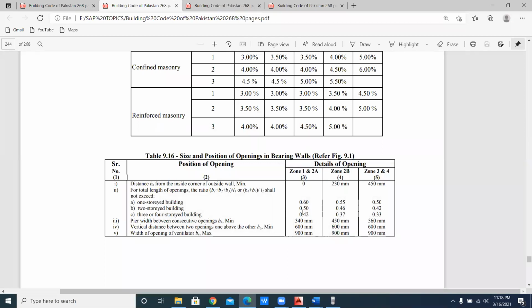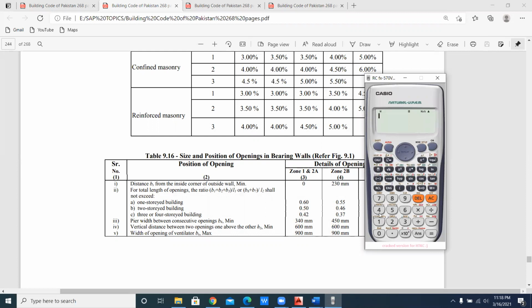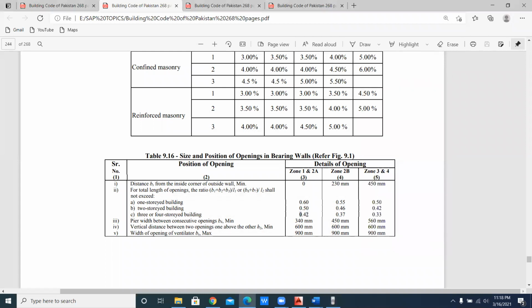This 0.42 is actually the area of the total area of the basically height. Let's suppose our wall is 10 cross 10. So I have to detect only 42%, not more than this. 42 divided by 100. So I have to take only 42 square foot area, which means that in 100 wall I have to take only 42 square foot area. Okay, this is for the zoning.